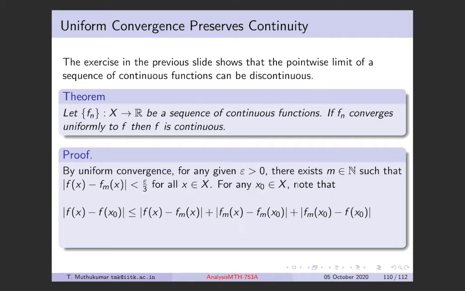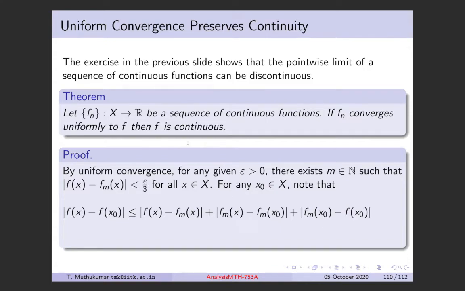Therefore, now for any x naught in capital X, if I consider f of x minus f of x naught, then by the triangle inequality, you add and subtract fm of x, and you add and subtract fm of x naught. So by the triangle inequality, you get this three-term inequality. Now here, f minus fm of x, which is this quantity, is less than epsilon by 3. Similarly, this last term, fm of x naught minus f of x naught, this is true for all x, so in particular it is also true for x naught. So you have this also as epsilon by 3. So the first term and last term are both less than epsilon by 3.